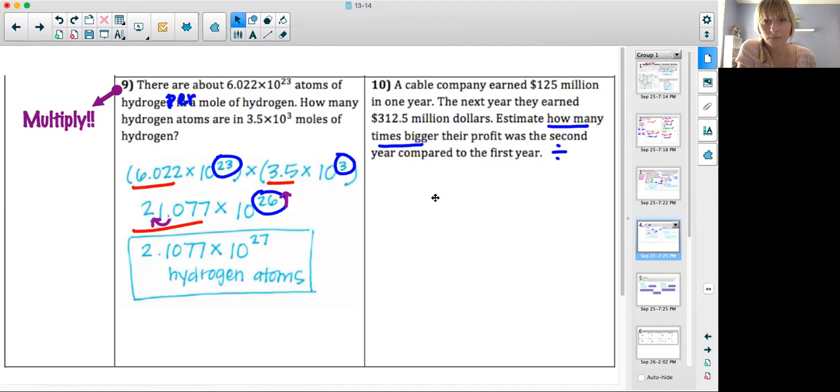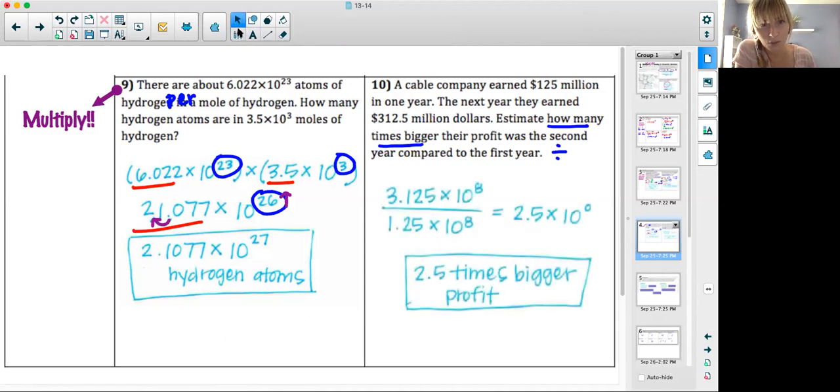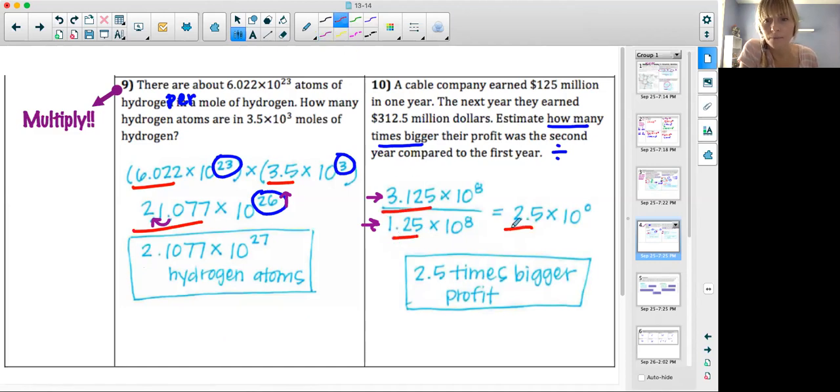Number 10, check this out. Did you change them to scientific notation correctly? It said how many times bigger was their profit the second year? So I put the second year on the top divided by the first year. And I changed them to scientific notation: 3.125 times 10 to the 8th is what that would be in millions, and 1.25 times 10 to the 8th. And then, guess what I did? I divided the coefficients and I subtracted the exponents. Divide the coefficients, subtract the exponents, you had a 2.5 times bigger profit.